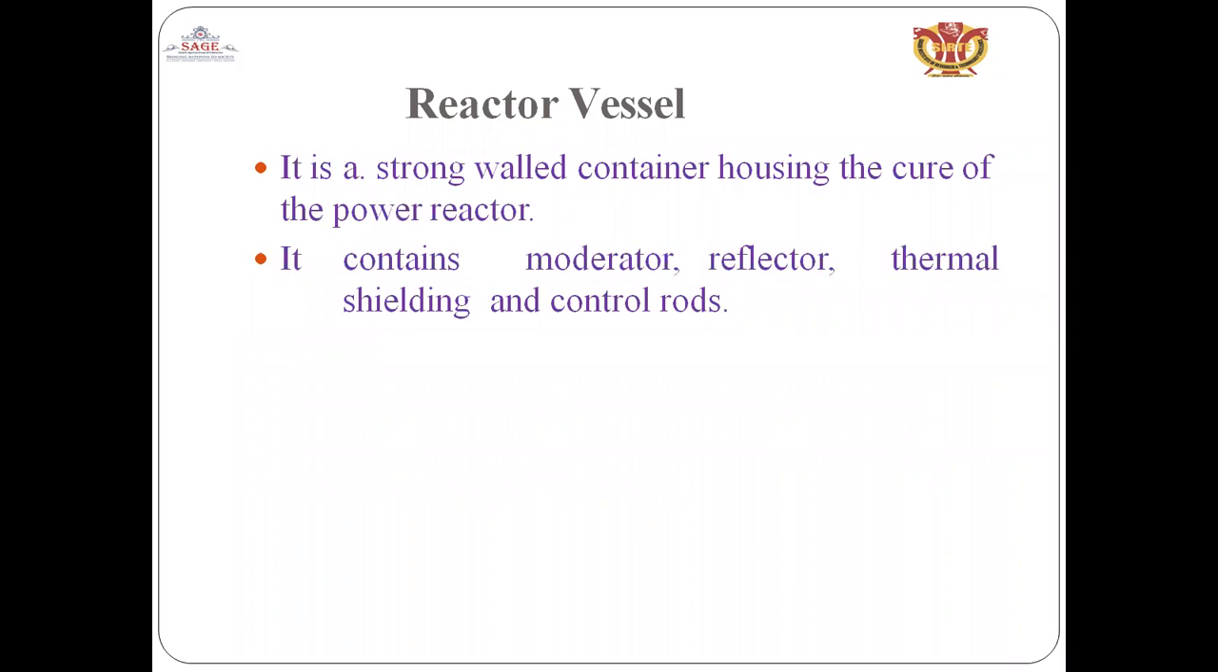What is the reactor vessel? It is a strong-walled container housing the core of the power reactor. It contains the moderator, reflector, thermal shielding and the control rods. तो reactor जो vessel रहता है, moderator को अपने साथ में लिए रहता है, reflector को अपने साथ में लिए रहता है, thermal shielding और control rod को.